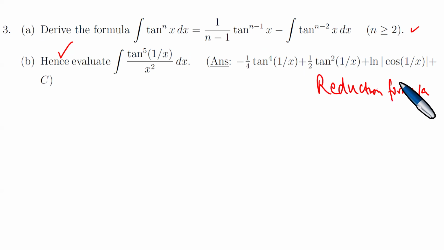Okay, let us look at the tangent to the nth power. This is called the reduction formula, because it reduces the power from n to lesser powers, like n minus 1, n minus 2. Let's reason together, because we need to derive this particular reduction formula and see how best this can be done.